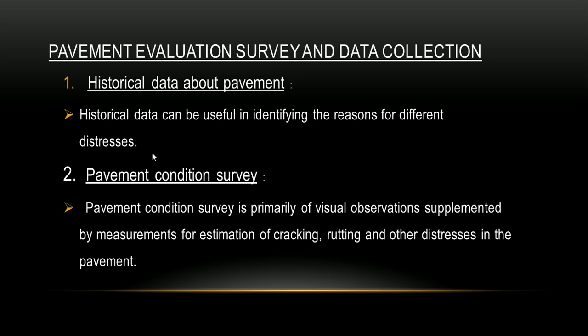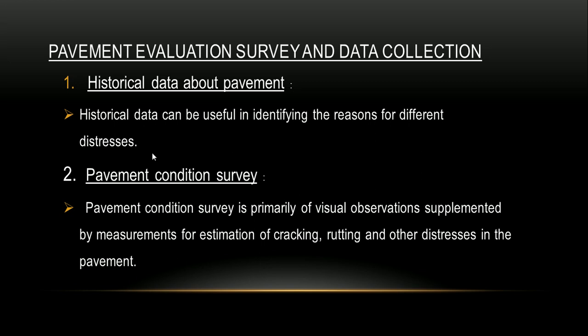Before going to start with a falling weight deflectometer test, we need to take some of the pavement data, that is, a survey has to be conducted for the collection of data. The two main surveys we need to do before conducting the test are the historical data about the pavement and the existing pavement condition.